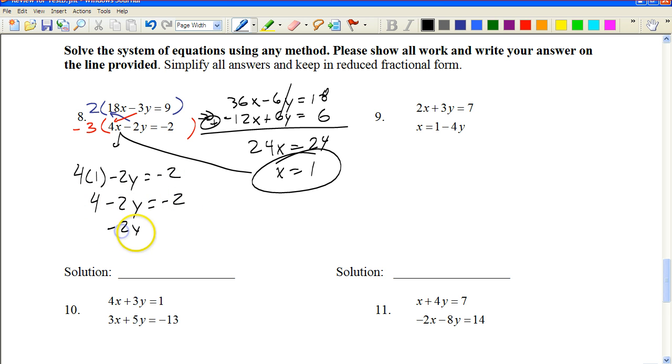Minus 4. Divide by negative 2. Y is 3, so we get the answer (1, 3). Nice. Alright guys, this one's already set up for substitution, so I'm going to take this and put it in there.